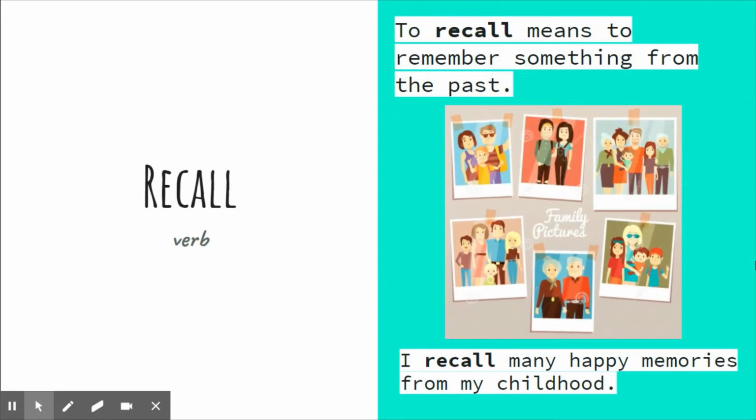I recall many happy memories from my childhood. Let's read the sentence together. I recall many happy memories from my childhood. And so, looking through pictures, either on your phone or a photo album or a computer, help us remember things, right? Okay. So the next word is shame.